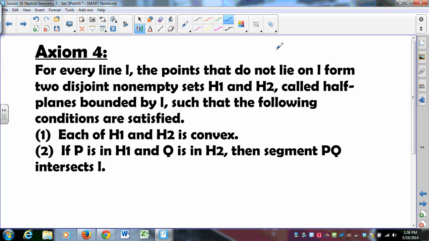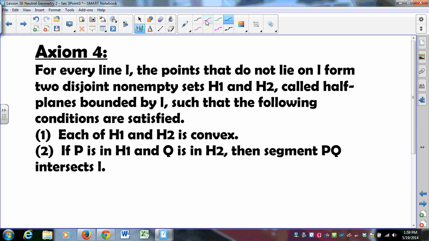So here's axiom 4. For every line L, the points that do not lie on L form two disjoint non-empty sets H1 and H2 called half-planes bounded by L, such that the following conditions are satisfied. First, each of H1 and H2 is convex. Second, if P is in H1 and Q is in H2, then segment PQ intersects L.